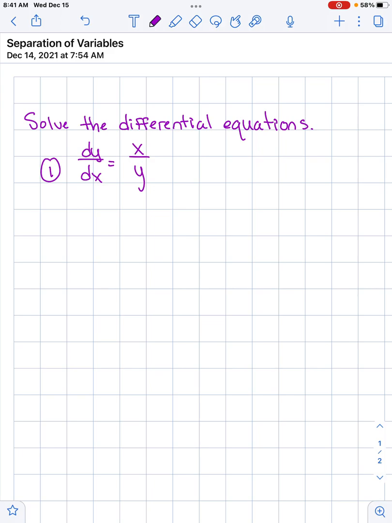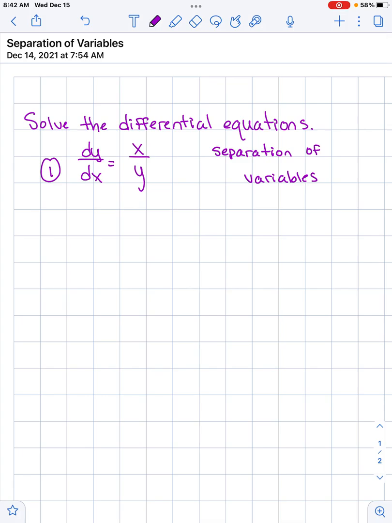The method we're going to use is called separation of variables, because we need to have the variables isolated on opposite sides of the equal sign so that we can integrate them separately. An important thing to know is that when we find an antiderivative, both dy and dx need to be out of the denominator. In this case we have dy over dx, and dx should not be in the denominator when we find an antiderivative. Let me show you what I mean.